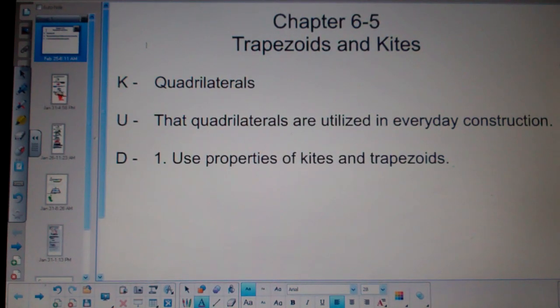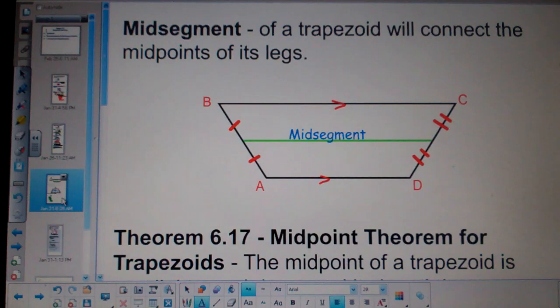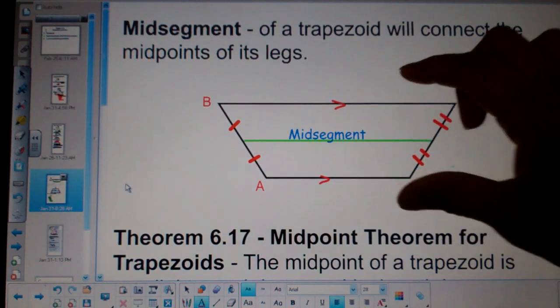This is chapter 6-5, Trapezoids and Kites, video number 3. The last installment of this particular section deals with the mid-segment. And here in this particular segment, we were talking about trapezoids.